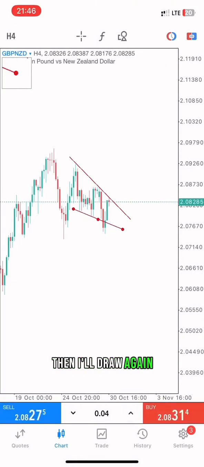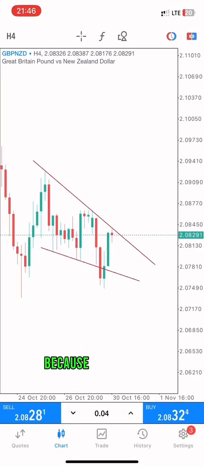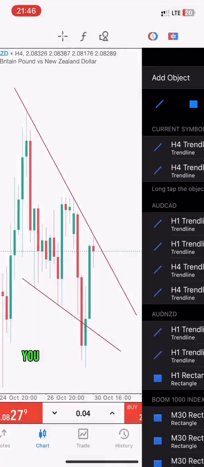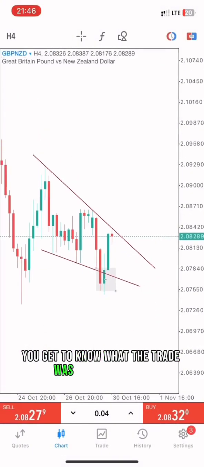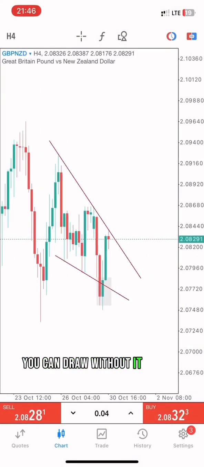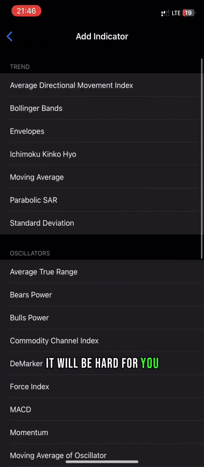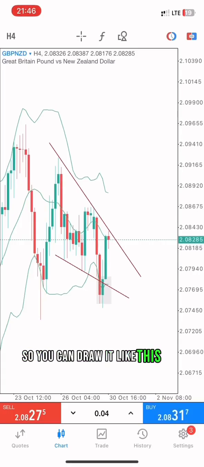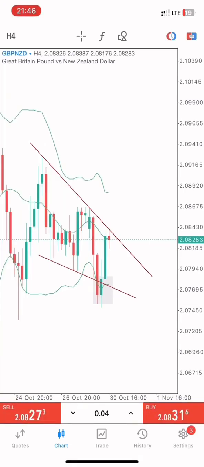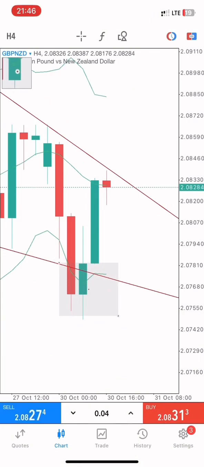Then I'll draw again. Why did I draw while cutting that candle? Because if you do that, you get to know what the trade was actually doing. You can draw without it cutting, but it will just be hard for you. So you can draw it like this, as I've done here. Now I know that the price is broken.